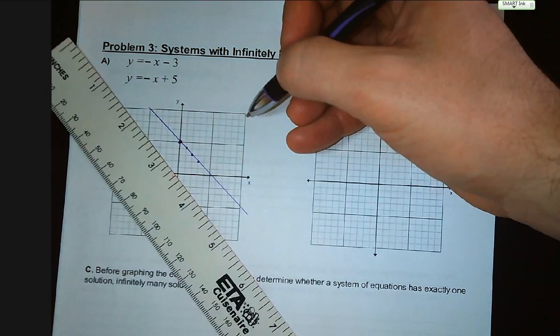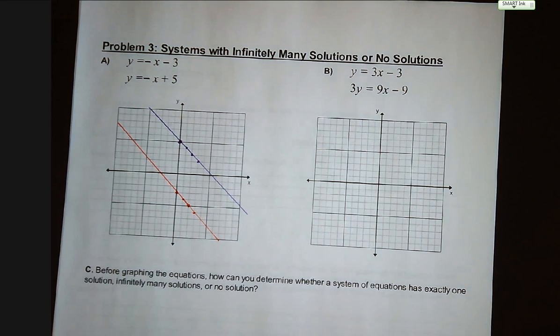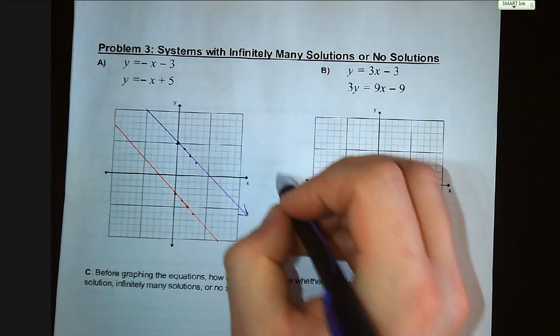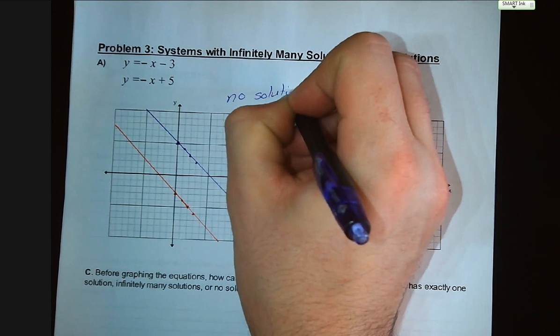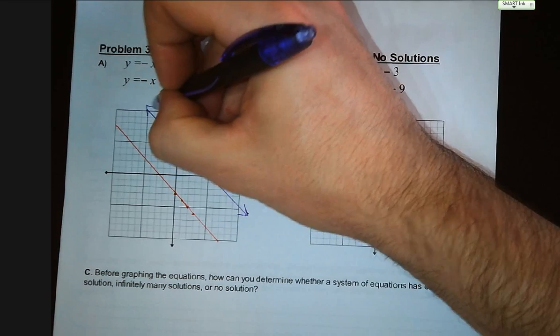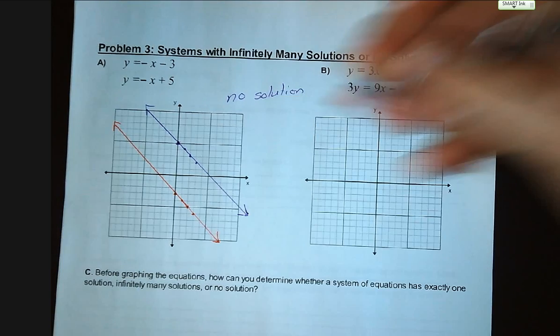So this graph, we can clearly see, is going to have no solution. So you would write no solution there. Because those are parallel lines, they will never, ever cross. Never, never, never.